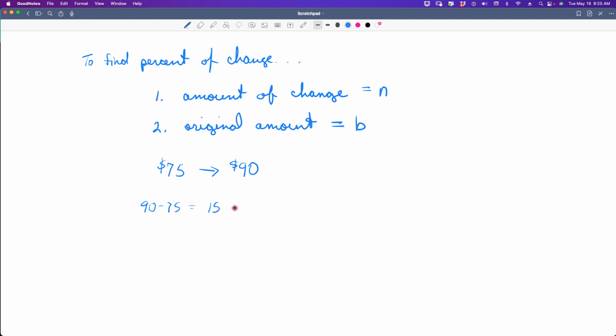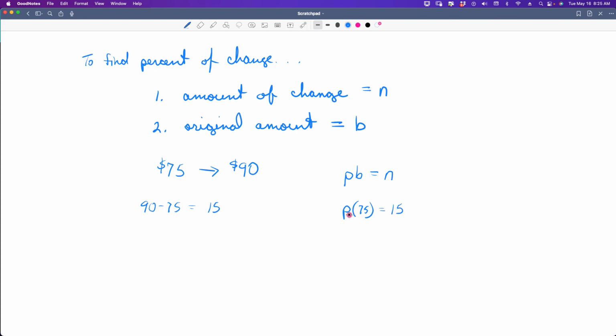So the percent of change is not the amount here. This is the amount of change. So to find the percent of change, what we're going to do is use our same formula. P times B, percent times base, is equal to the number. So to find our percentage, we don't know the percentage, so P is our variable. The base is going to be 75 because that is what we started with. We started with 75 and we went to 90. And that amount of change, which is N, is 15.